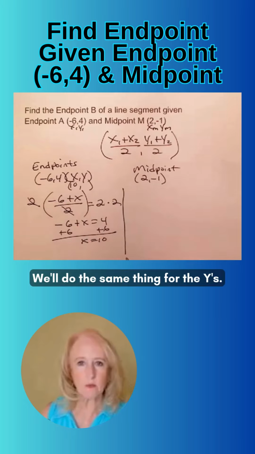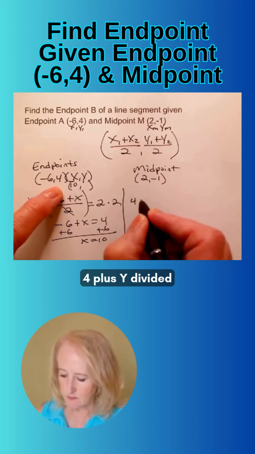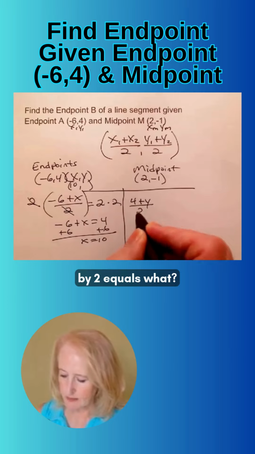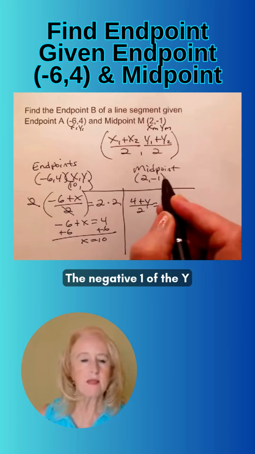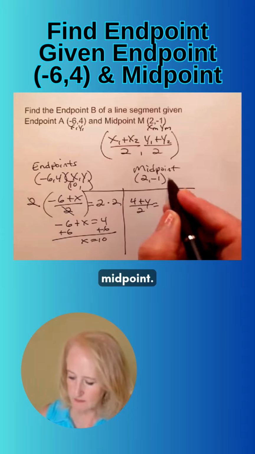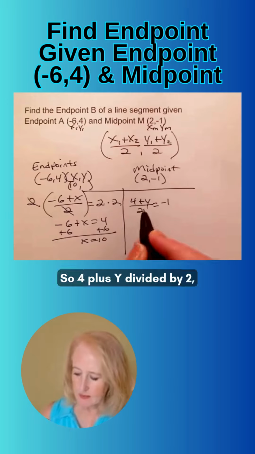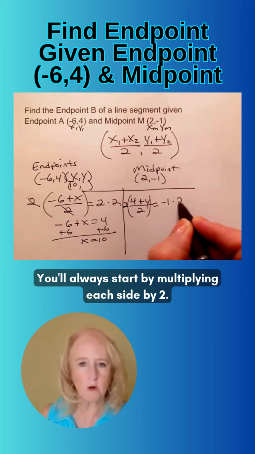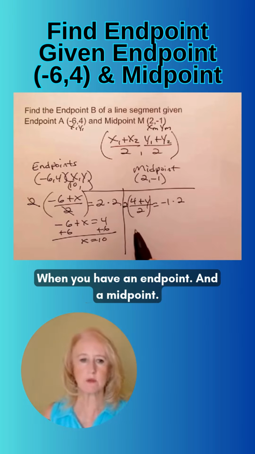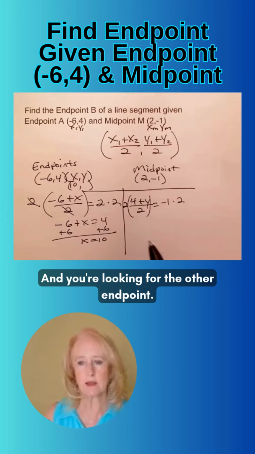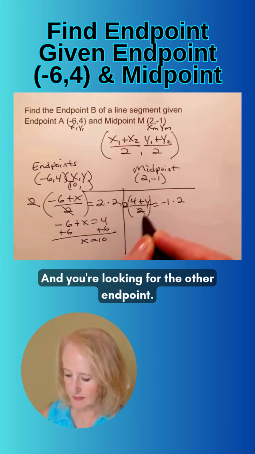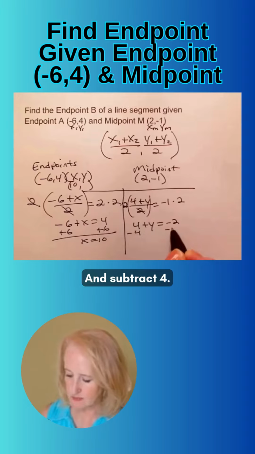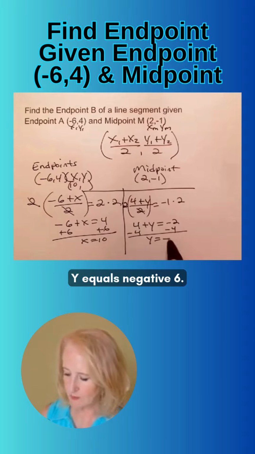We'll do the same thing for the y's. 4 plus y divided by 2 equals what? The -1 of the y, midpoint. So 4 plus y divided by 2, we'll multiply each side by 2. You'll always start by multiplying each side by 2 when you have an endpoint and a midpoint, and you're looking for the other endpoint. 4 plus y equals -2, and subtract 4, y equals -6.